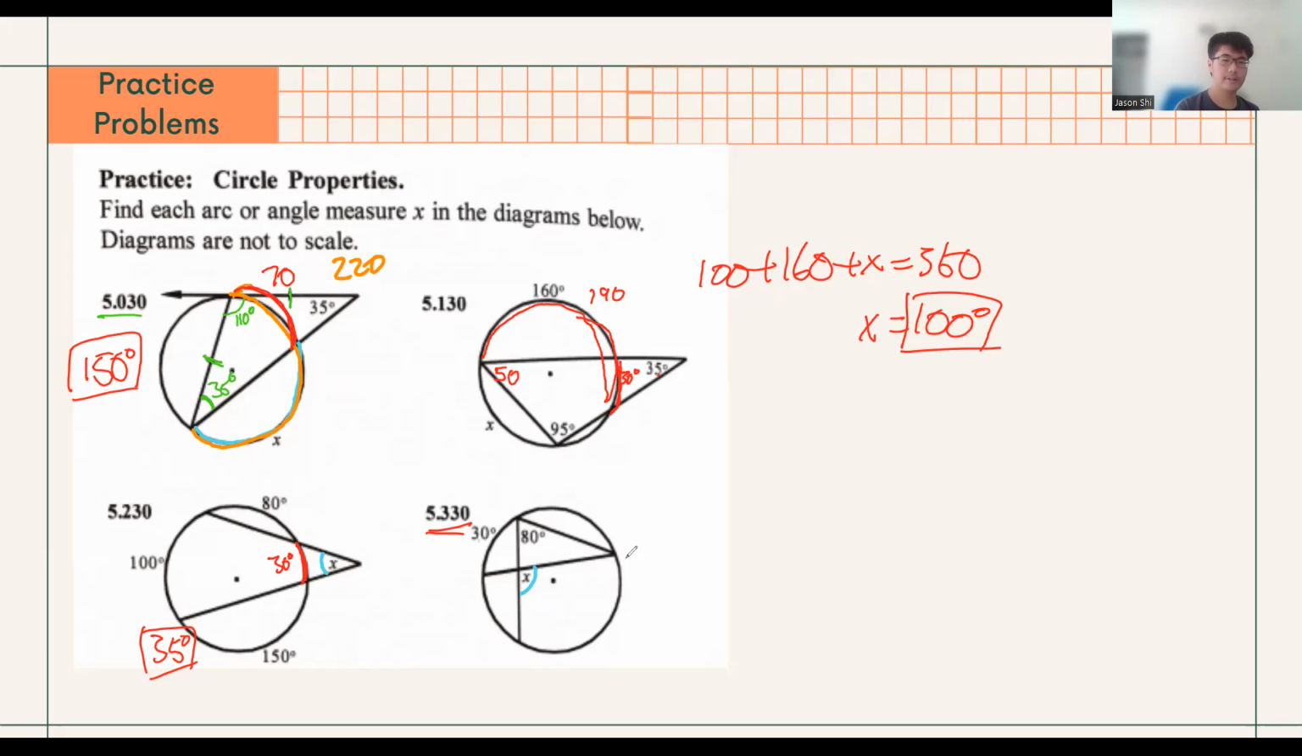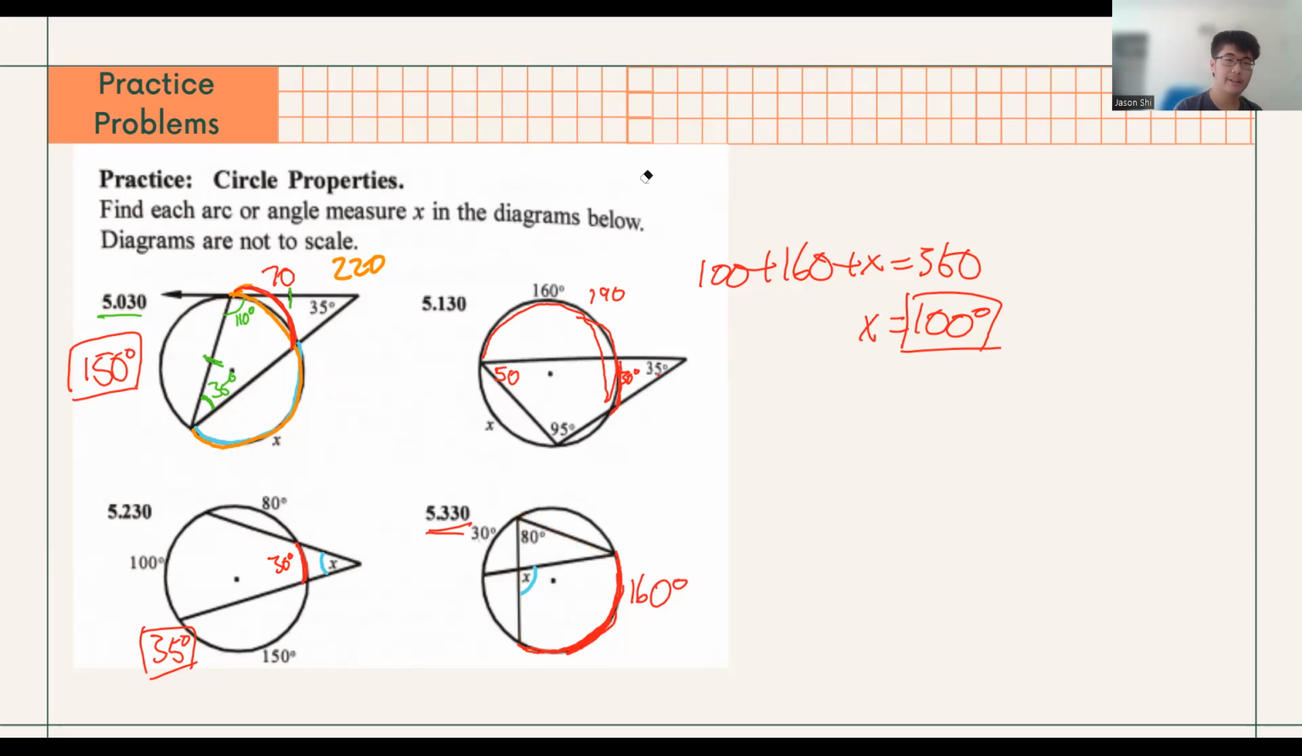Okay, so this angle over here, can anyone tell me what this is? That is 160. Good job, 160. Because this angle is inscribed and it's facing the arc. So this is twice of 80.